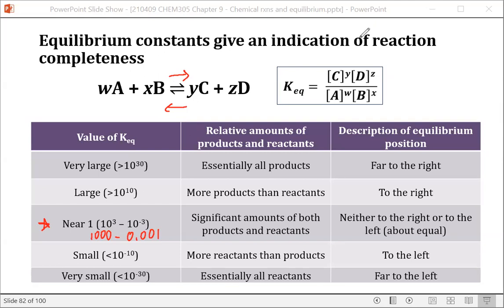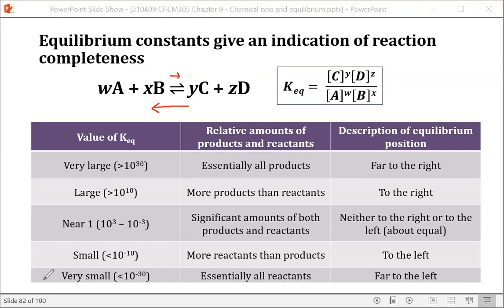If you have a small KEQ, about 10 to the negative 10th, then you have more reactants than products, a higher concentration of reactants compared to products. So the description of the equilibrium position is to the left. It means that, yes, some reactants were converted into products, but there's a higher concentration of reactants left at the end of the reaction, meaning that if reactants were converted to products, they were reverted back into reactants to keep the reactant concentration relatively high compared to the product concentration.